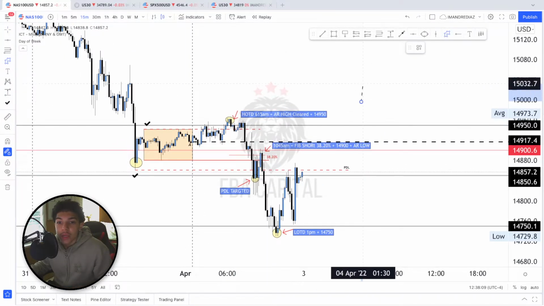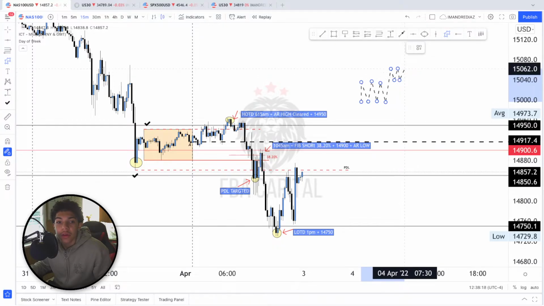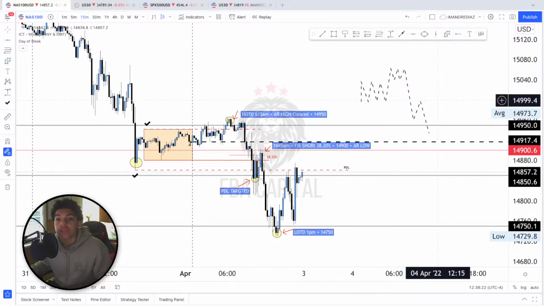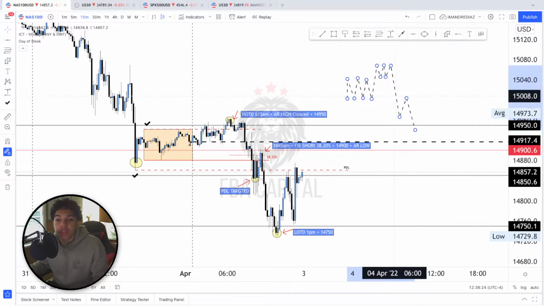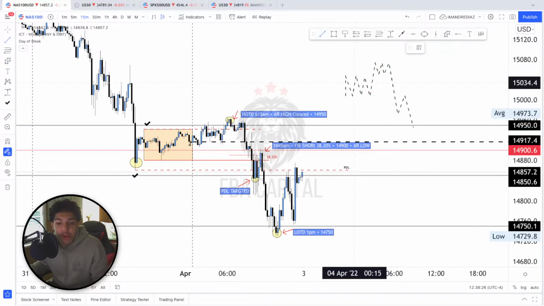So what happened? We had the Asian session range. We came up, created the high of the day, cleared the liquidity above the high. From there, price rolled over. We had a retracement, but overall price remained in this bearish momentum. So this is a good example of a bearish New York reversal.